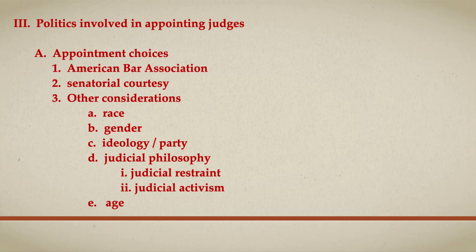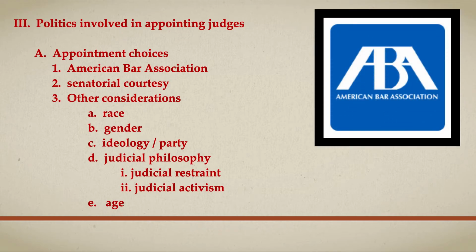Now, when you start appointing federal judges, there's a lot of things to consider. When you're a president and you're wanting to appoint judges, there's so many things that we have to consider. One of the things we have to consider is the American Bar Association and their thoughts on the issues. The American Bar Association is the association for attorneys and lawyers. The ABA has a list of judges.